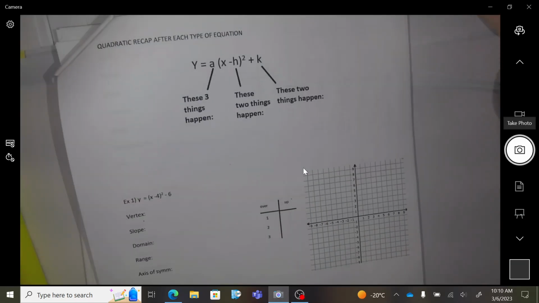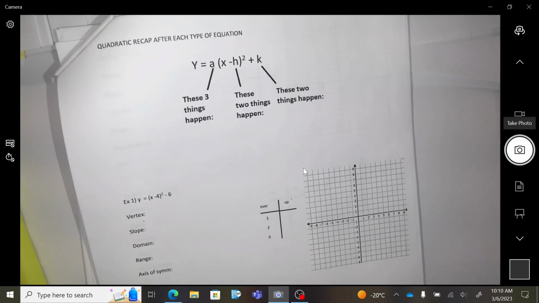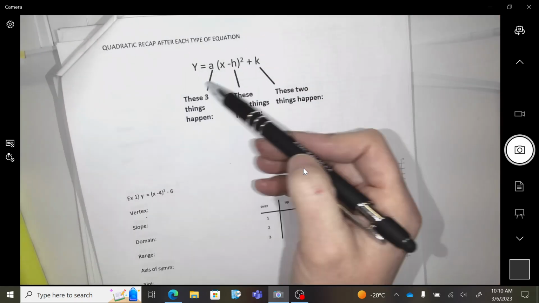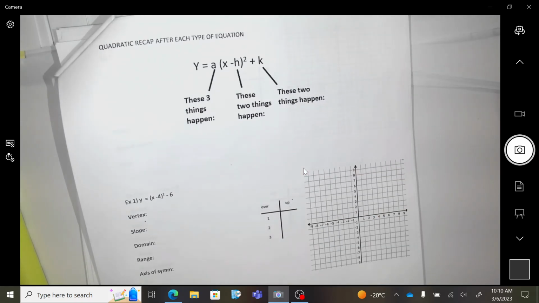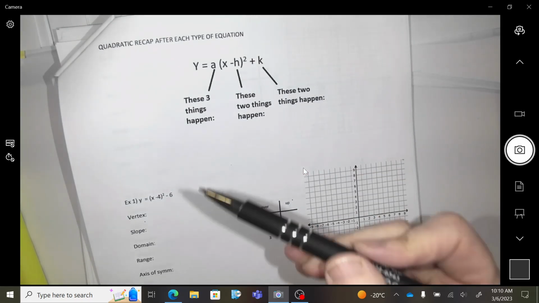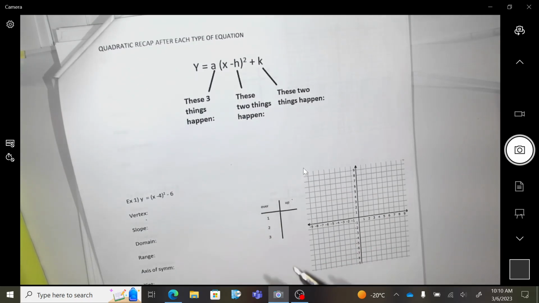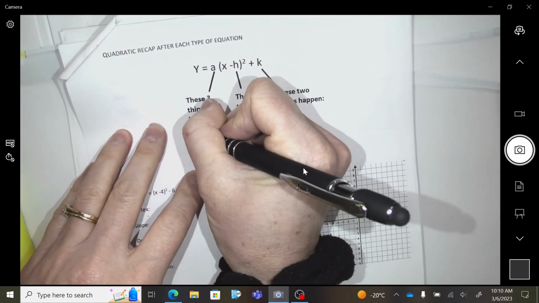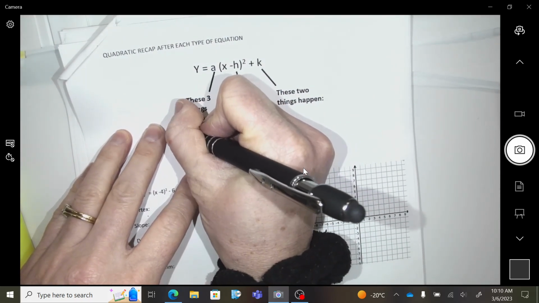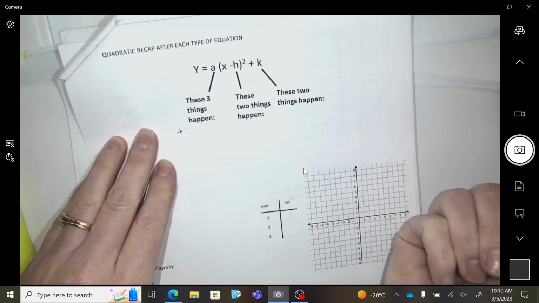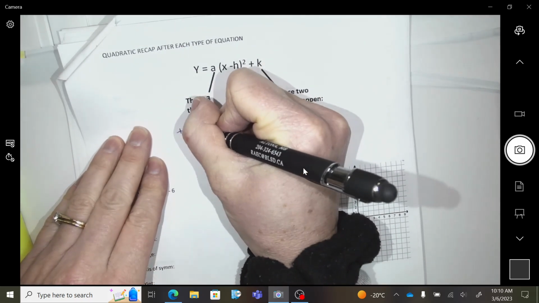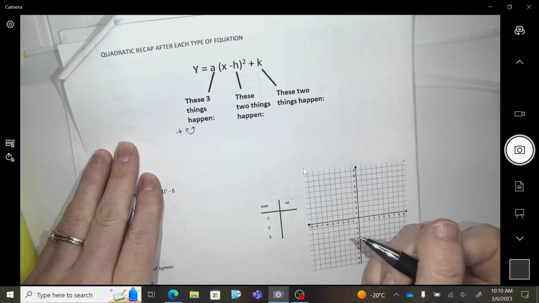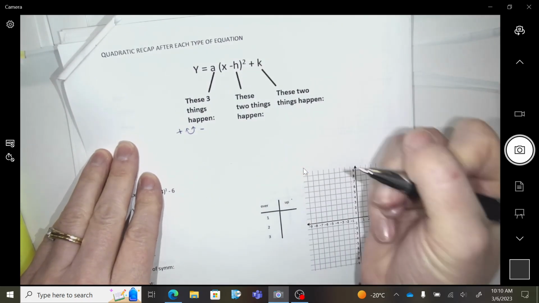Okay, so this is the transformation form, and on your test I would give you this formula. So what kinds of things do we know about the multiplier A? What could it do? If it's positive, what do I know? My parabola is this. And what happens if A is negative?